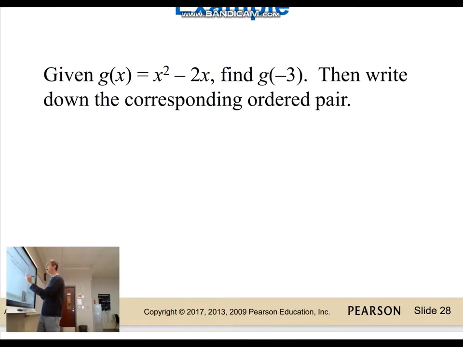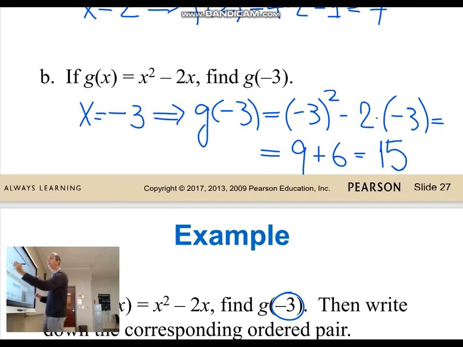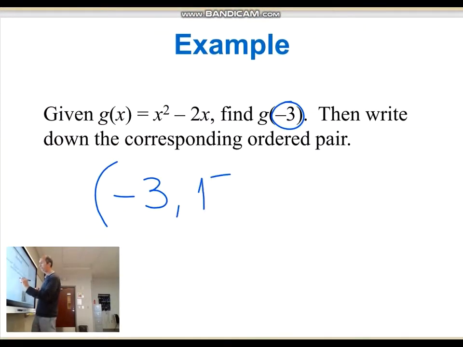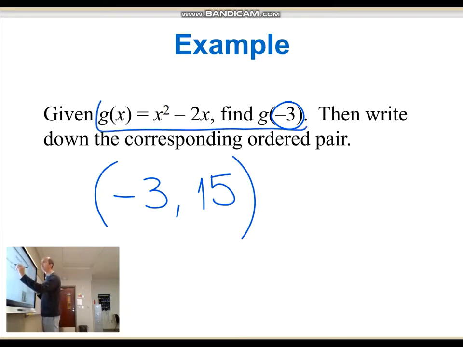What's going to be x? This is x. -3 is x. So -3. And which one is y here? The evaluation, the solution that we found by plugging in x, is y. So it's 15. The ordered pair solution of this is x equals -3, y equals 15.